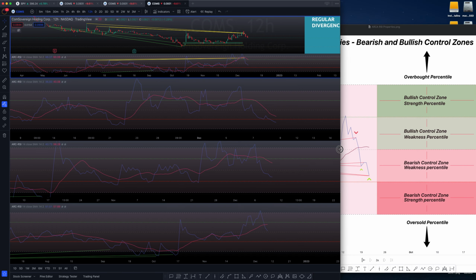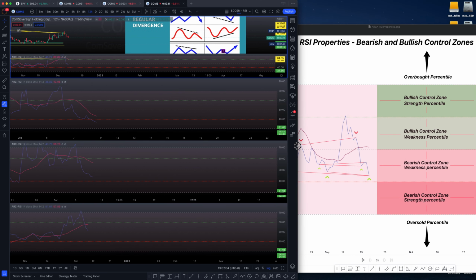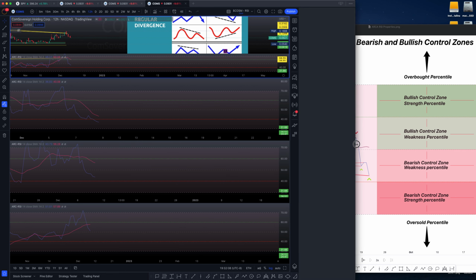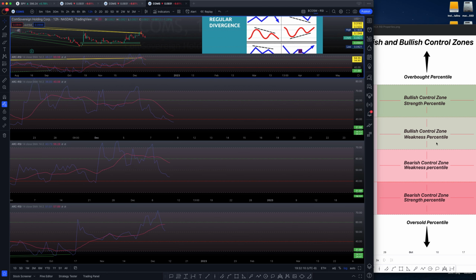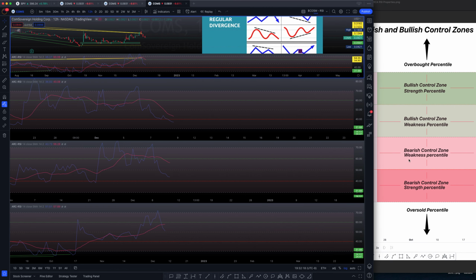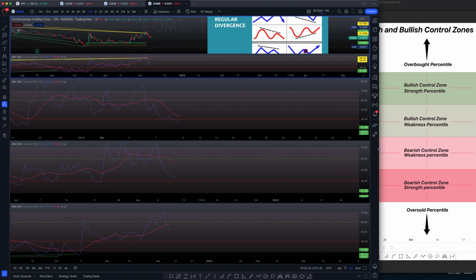For the new viewers, new listeners, I definitely have the RSI properties on a diagram here for you so that you can see 1, 2, 3, 4 zones, which are located right over here. Okay, so let me just make this like this and continue on. I just have a little bit of an OCD thing here. So these are the 4 zones right over here.